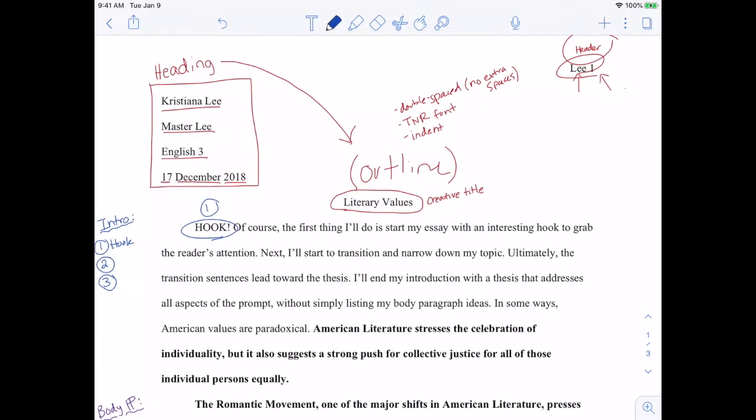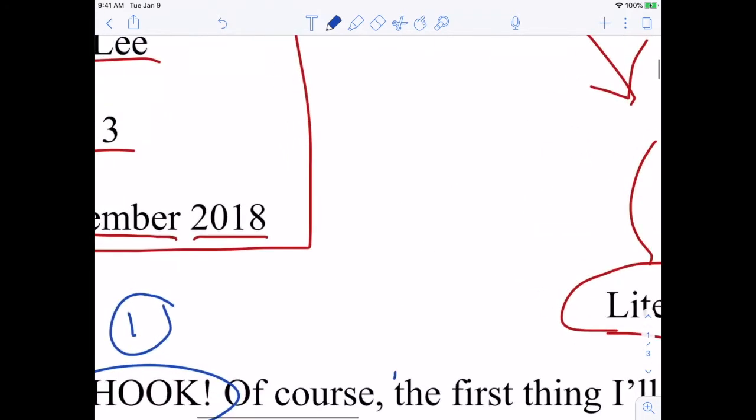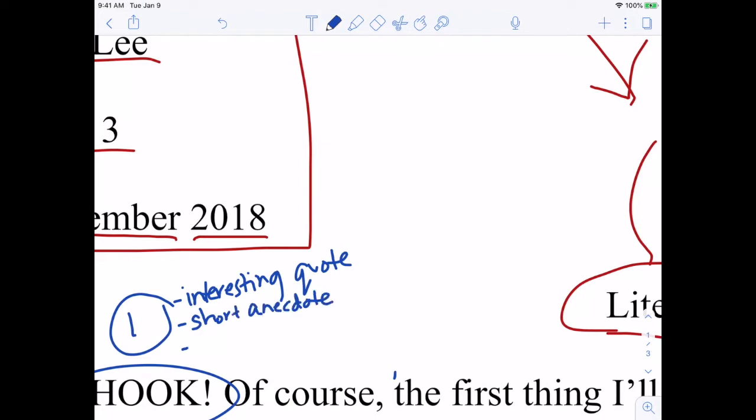Of course, the first thing I'll do is start my essay with an interesting hook to grab the reader's attention. As a reminder, what are some ways you can hook your reader? You can start with an interesting quote. You can have a short anecdote. You can have an original metaphor. And then you can also start with a thought-provoking question.